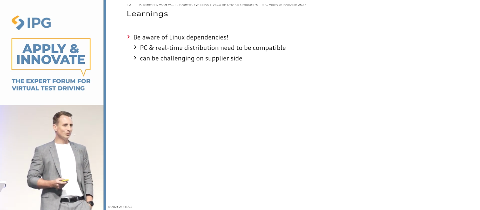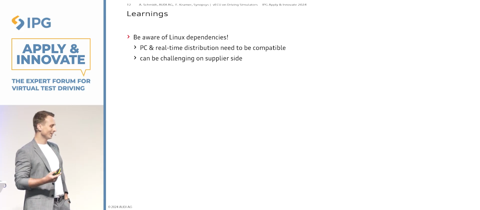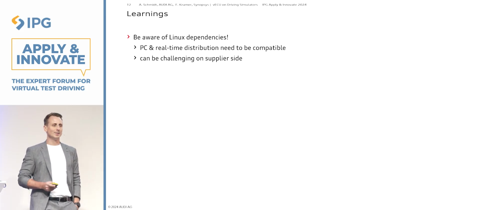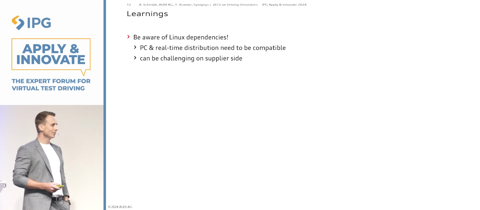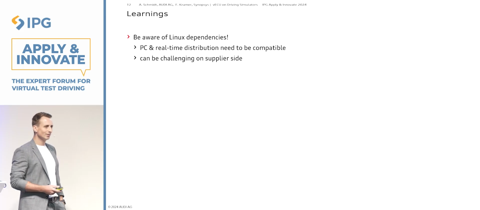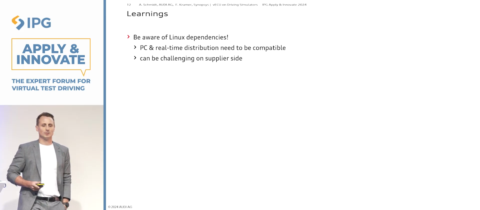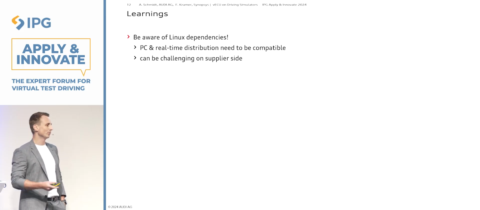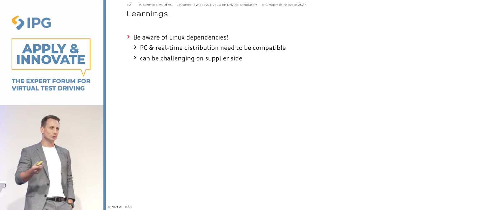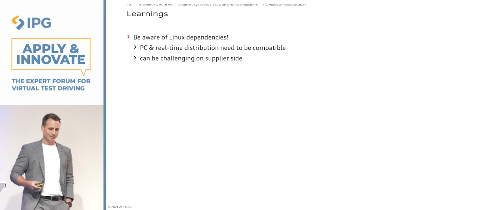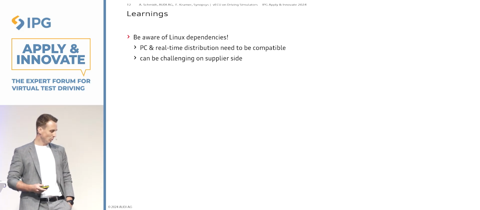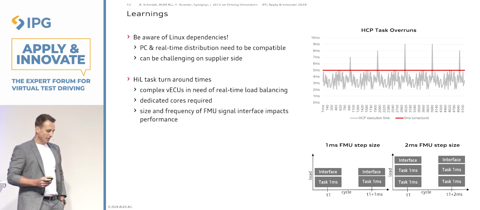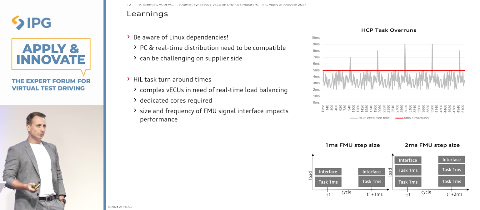Be aware of Linux dependencies. This is quite easy to circumvent, but be really sure that you pick the correct distribution that matches the HIL environment. This can be a bit of negotiation effort when you work with suppliers, because these operating systems need to be approved on both sides. So this is more of a non-technical learning, mostly. Another big challenge was actually meeting real time.